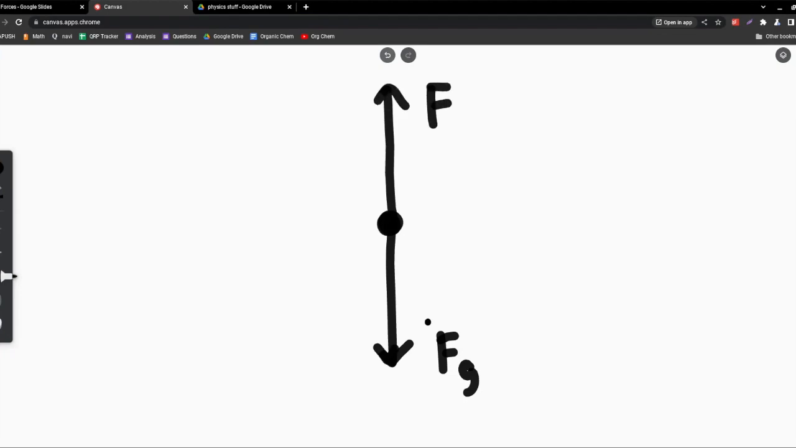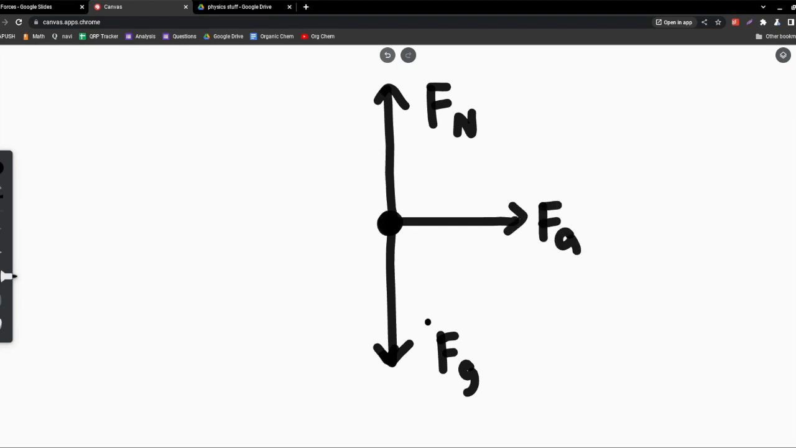So there's going to be a gravitational force, which we will denote with F subscript G, and there's going to be a normal force, which we denote with F subscript N. And then let's say that you are pushing the book straight across towards the right. Then we're going to have an applied force in this direction.